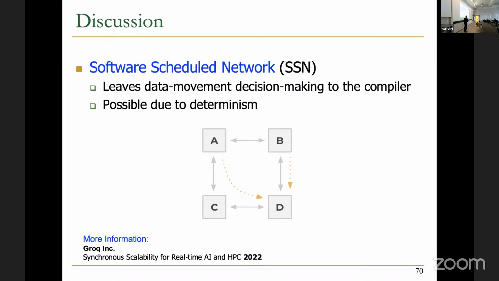If you're interested in more on that, you can take a look at these slides from Groq Inc., Synchronous Scalability for Real-Time AI and HPC. They thoroughly discuss how this low latency interconnect of their tensor streaming processor works in detail.